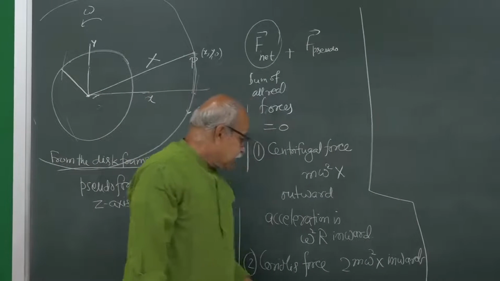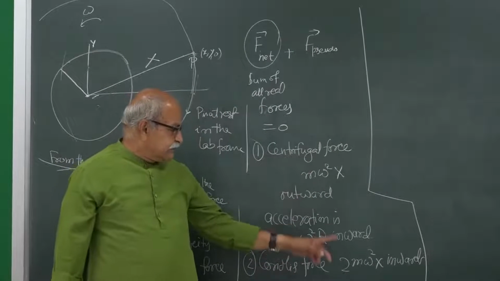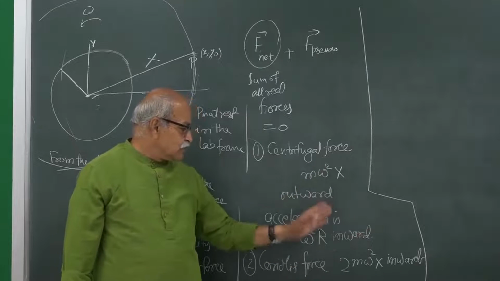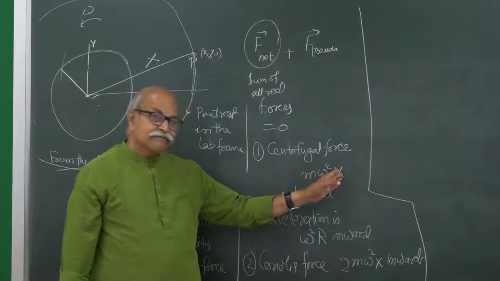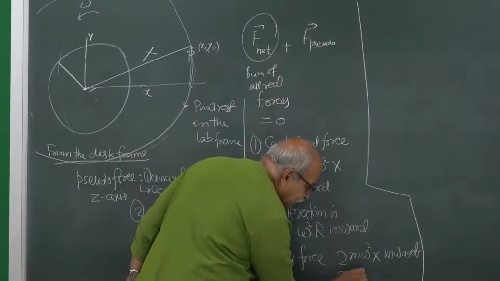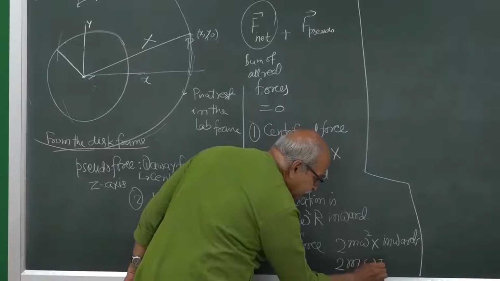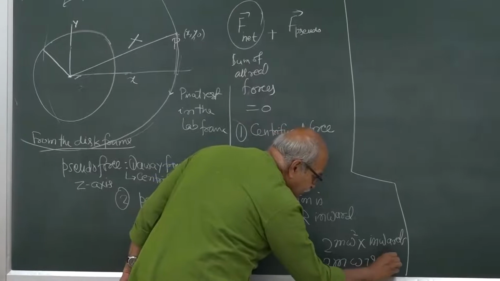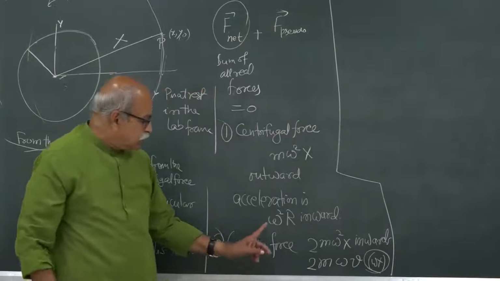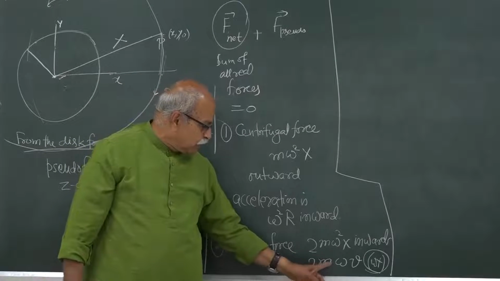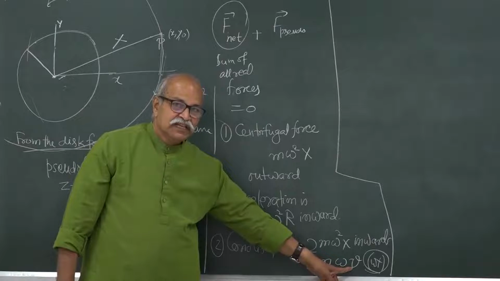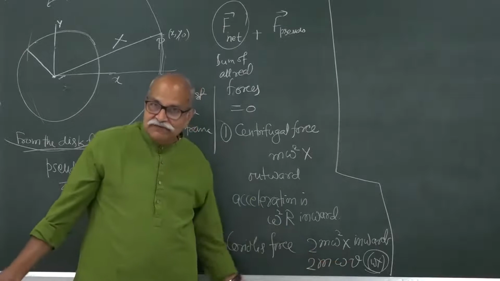Now, but remember, they may look very similar. Apart from the factor 2 and the direction, they look very similar, m omega square x. But this one is like m omega times v, right? Omega into x is v. So, I would like to write it as 2 m omega v, because it is dependent on the velocity. If the velocity is not there, Coriolis force is not there.